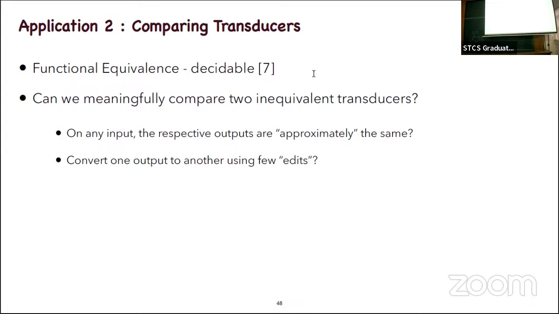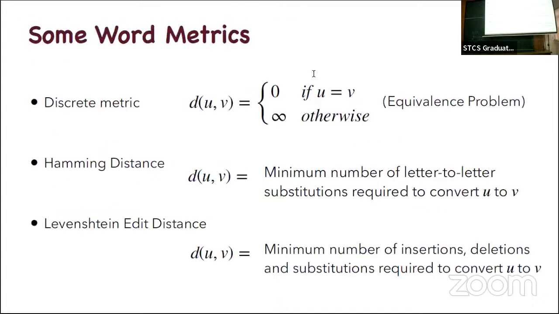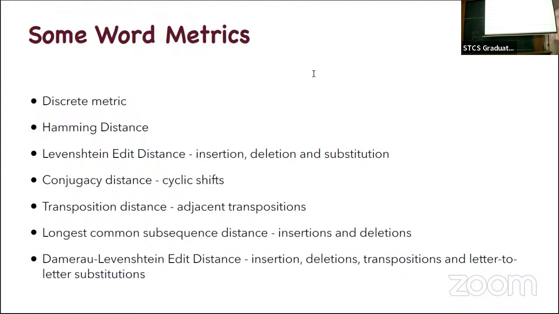On any input, the respective outputs are approximately convertible from one to another using a word metric. For instance, d(u,v) equal to 0 if u equals v, otherwise it is positive. Take the Levenshtein distance: the minimum number of insertions, deletions, and substitutions which you require to convert one word to another. So you have these word metrics, and you have quite a plenty of them.